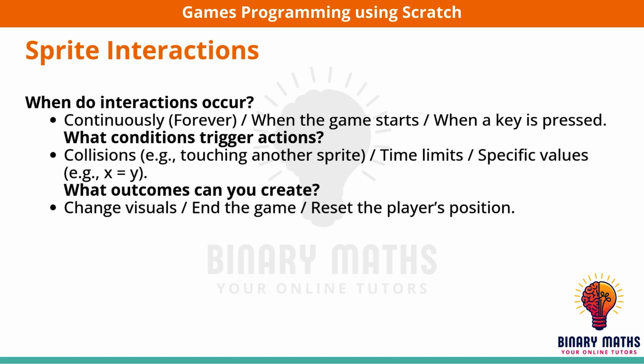First, we need to decide when the interaction should occur. Should it happen all the time, like in a forever loop, or only when you press a key, or maybe when the game starts? Next, we need to set a condition. A condition is like a rule. For example, if Pac-Man is touching a ghost, then something happens.